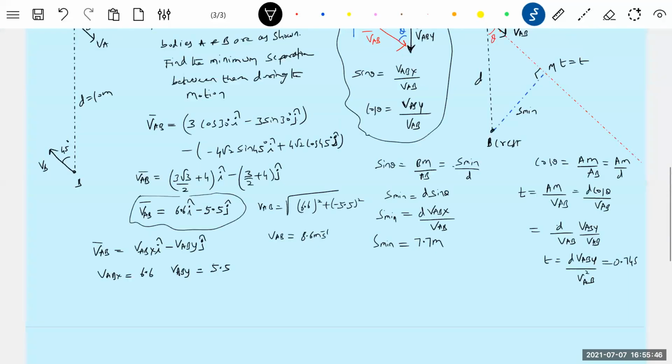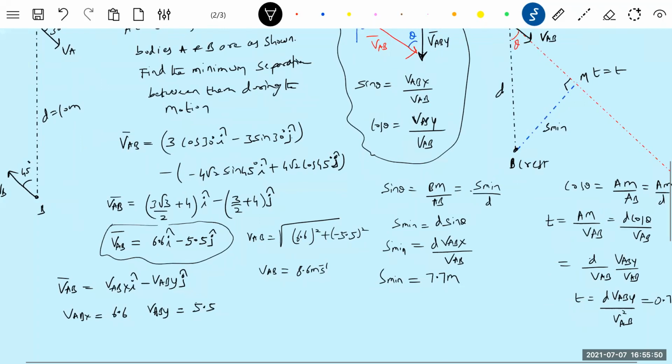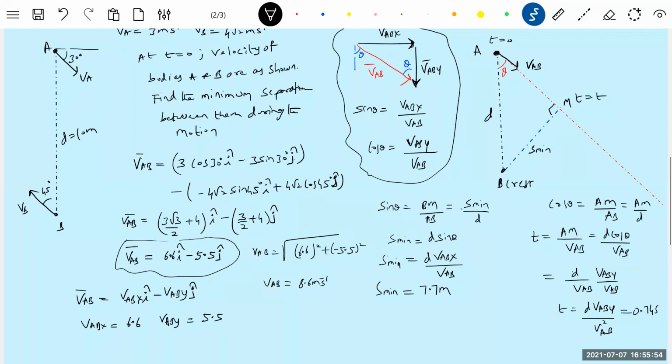This pointer is a problem. I have to change it. Yes, 0.74 seconds. Okay, I think some procedure is there. You have to follow it. Nothing else is there.